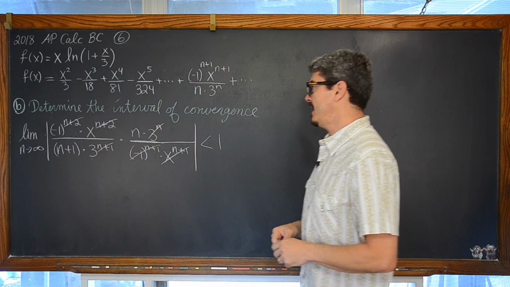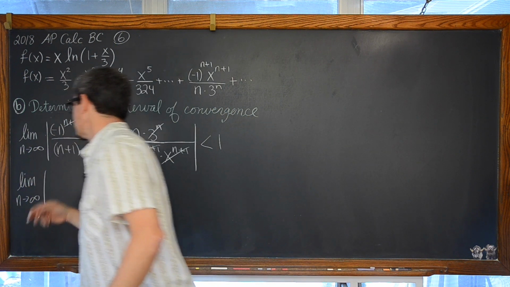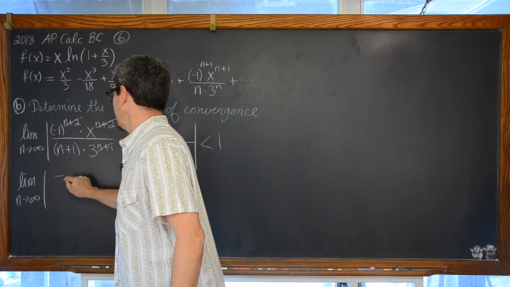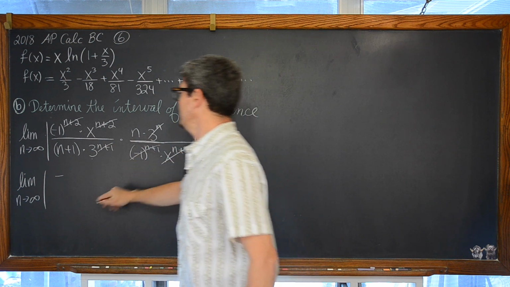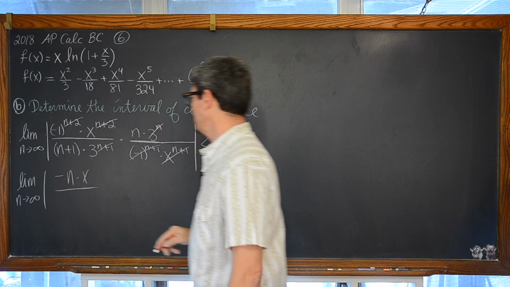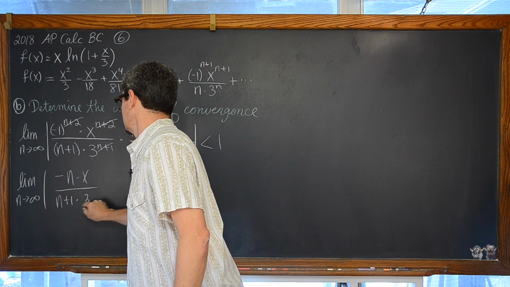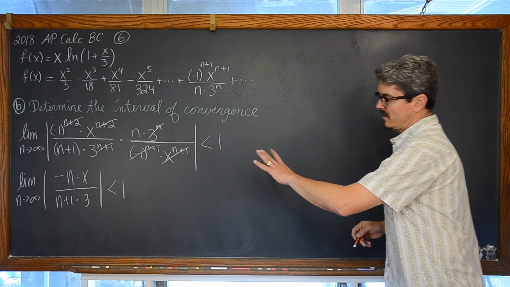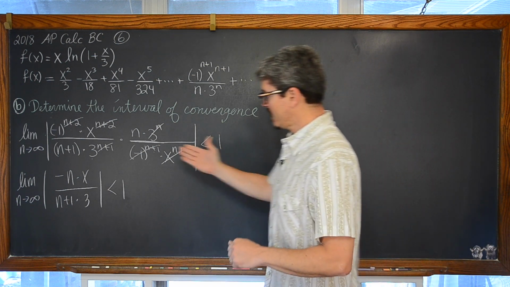So we're looking at the limit as n approaches infinity. They did tell us to show our work. This might be a little slight overkill for some of us, but I think it's good. Negative, n times x over n plus 1, times 3. Again, for the ratio test, we need to make sure the limit as n approaches infinity of this is less than 1.